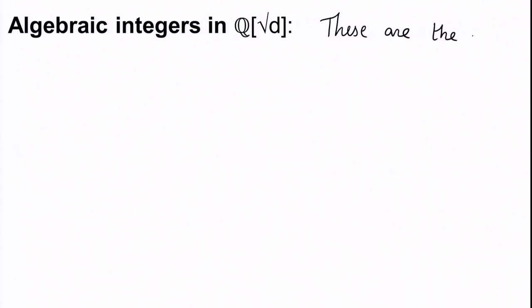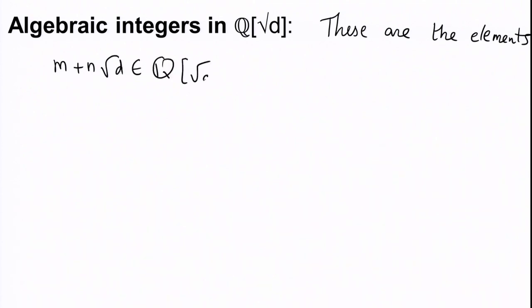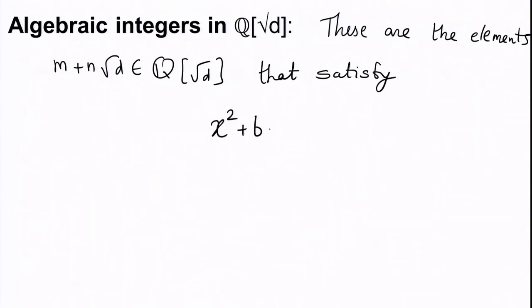the elements m plus n root d in Q root D that satisfy x square plus bx plus c equal to 0 with b and c integers.